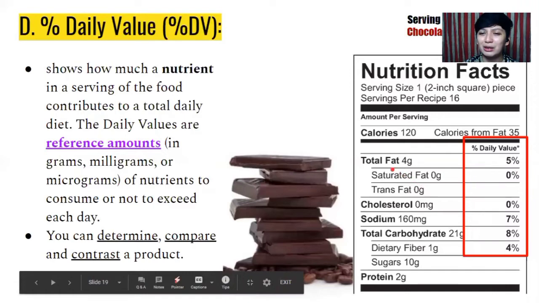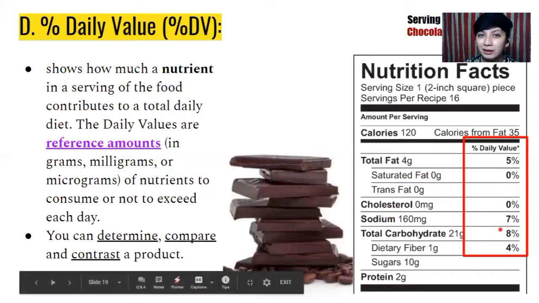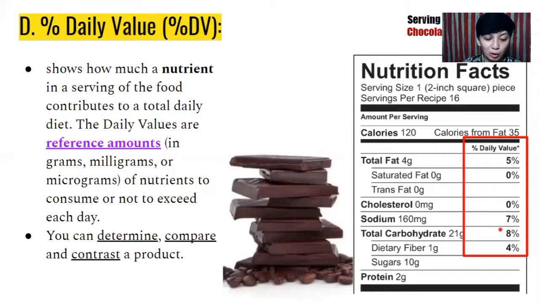There you go. Example, total fat, 4 grams. And what is the percentage daily value? That's 5%. Saturated fat, that's 0%. And then cholesterol, that's 0%. Sodium, that's 7%. You can see that your intake of this compound is greater than the other, so you can compare, oh, this one is healthier than the other one because it has a lesser percentage. Okay? So you can compare them, and you can see that this one is healthier.